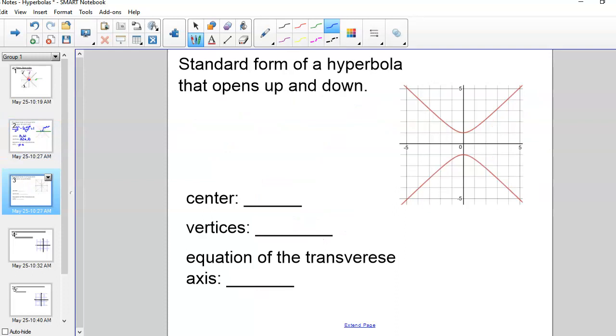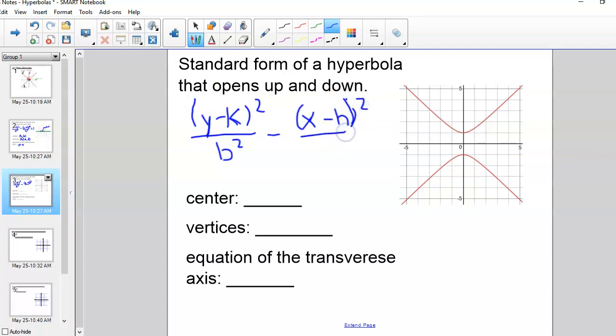The next thing we're going to look at is the standard form of a hyperbola that opens up and down. If the hyperbola opens up and down, the equation looks almost the same, except the y is going to be positive. So you're going to have y minus k squared over b squared minus x minus h squared over a squared, and that's going to equal 1.